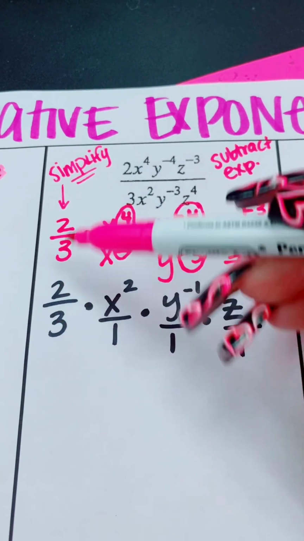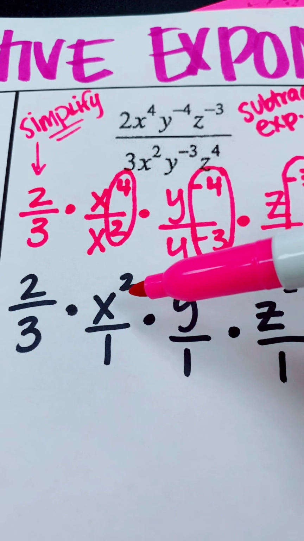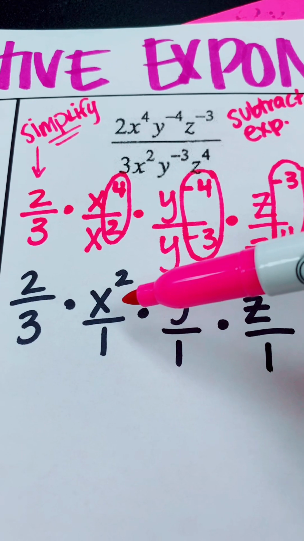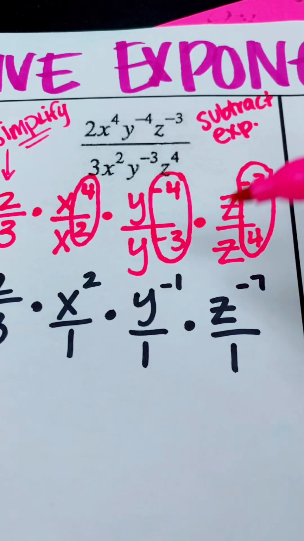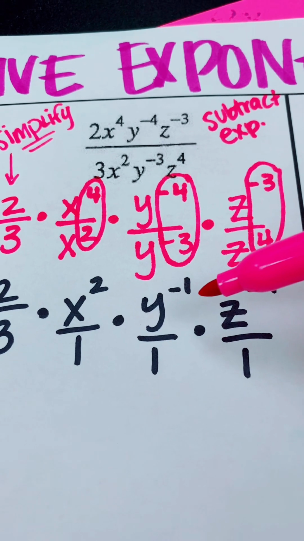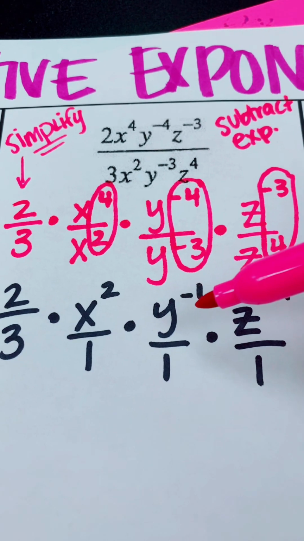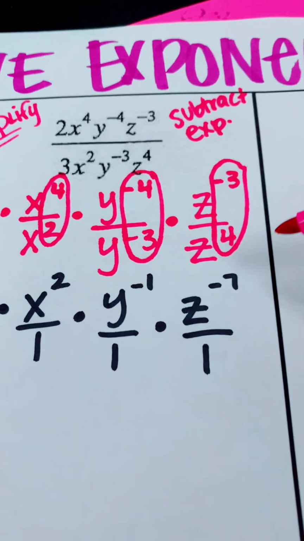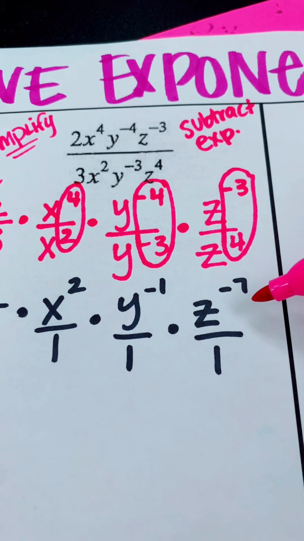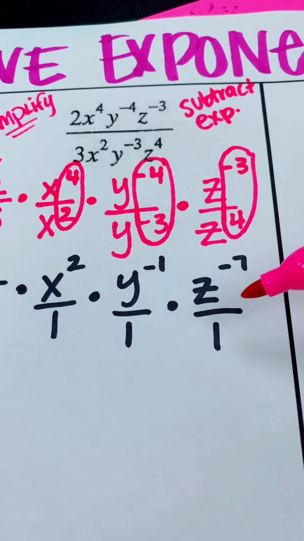Okay, so I kept my fraction since it couldn't be simplified. I subtracted my exponents. 4 minus 2 is 2. And remember, from my last videos, every time you subtract, that always goes in the numerator, and then the 1 goes on the bottom. Here we have -4 minus -3. That gives me a -1, still putting it in my numerator. Here I have -3 minus 4. In the numerator, we get -7. Every time I subtract, my answer always goes in my numerator.